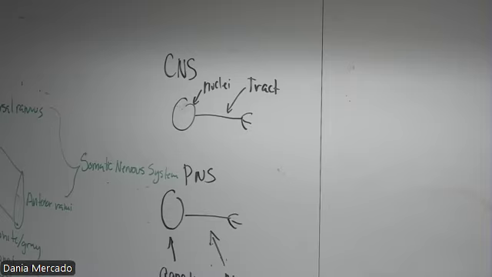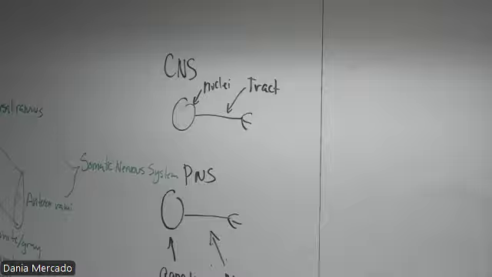The entire nerve is covered by epineurium. The fascicles are covered by perineurium, and the individual neuron is covered by endoneurium, just like the muscles, right? Kind of like the same thing. All right.